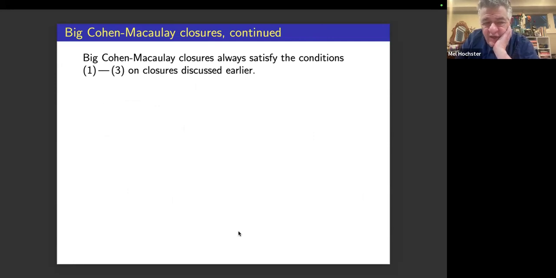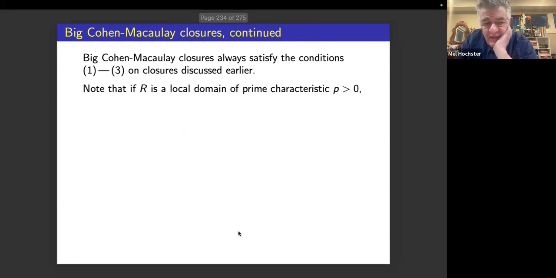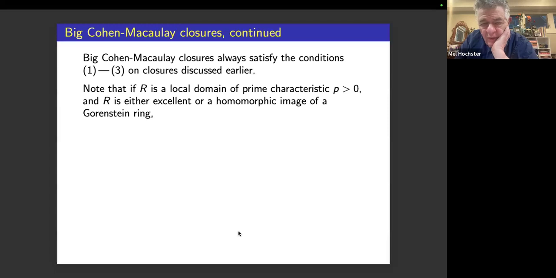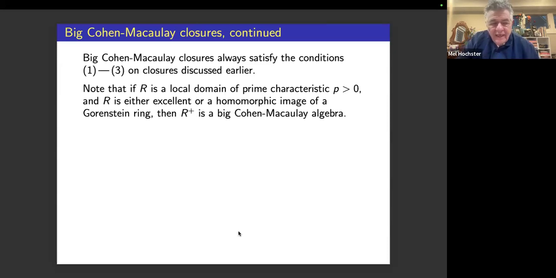So big Cohen-Macaulay algebras always satisfy the conditions 1 through 3 that I discussed earlier. If R is a local domain of prime characteristic p, and it's either excellent or a homomorphic image of a Gorenstein ring, then R plus is a big Cohen-Macaulay algebra. That's in a paper that Craig and I wrote. And then for the excellent case, the Gorenstein case is in a paper that Craig Huneke and Gennady Lyubeznik wrote later on, which in some sense is a better proof.